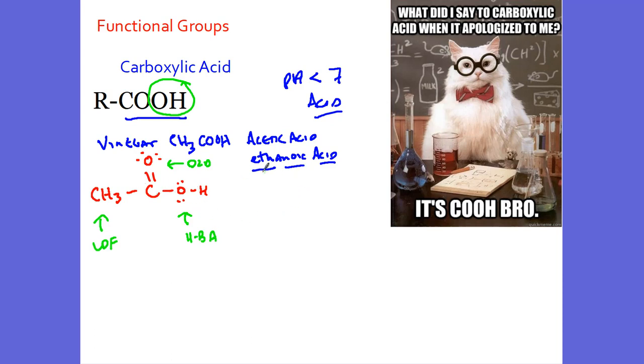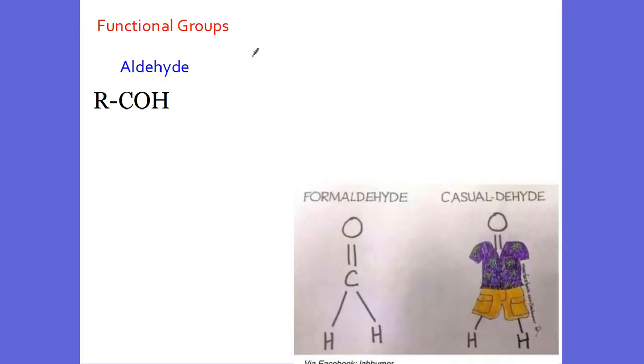So if you have something like pentanoic acid, you know pent means five carbons. We got CH3, you got CH2, you got CH2, you got CH2, and then it's got C double bond O, OH, okay, COOH, and that is pentanoic acid right there. And so let's take a look at the next functional group, which is called an aldehyde.